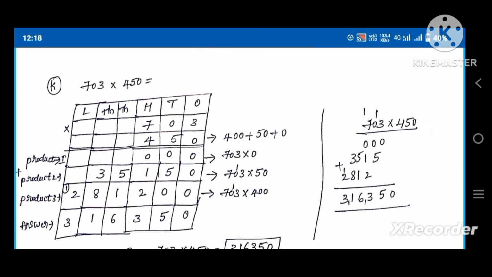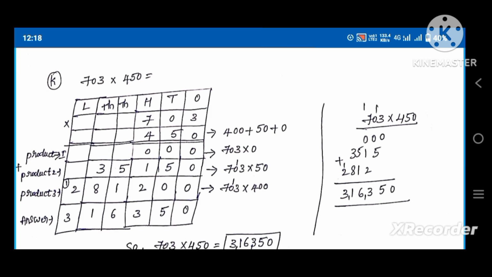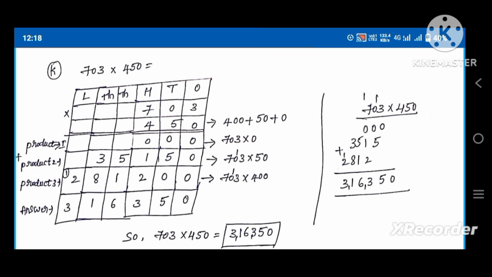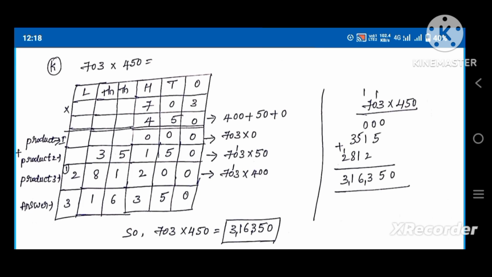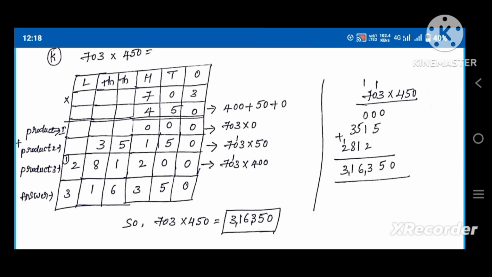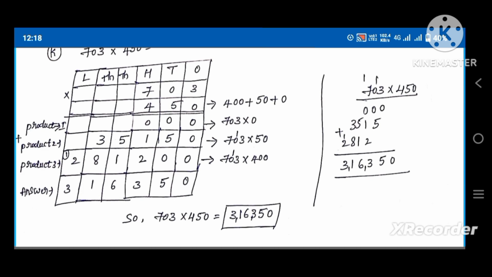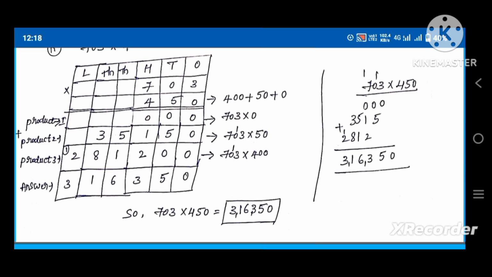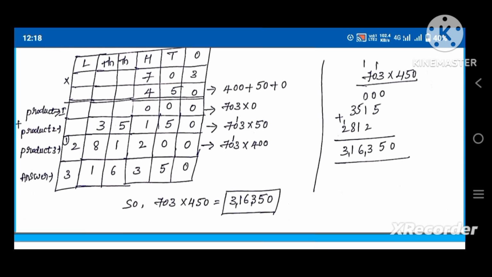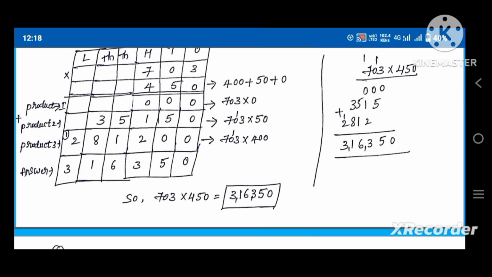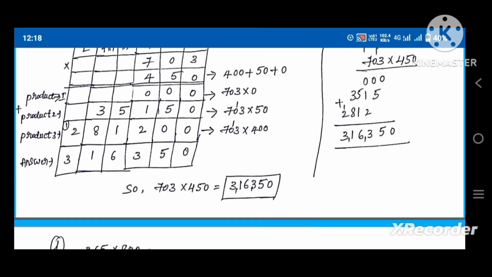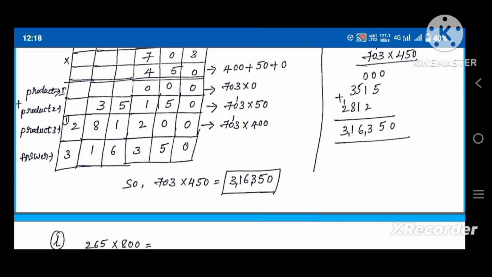Question number K is 703 into 450. 703 is multiplied by 450. 450 means 400 plus 50 plus 0. Product 1 is 703 into 0 is 0. Product 2 is 703 into 50 is 35,150. Product 3 is 703 into 400 is 2,81,200. Add the three products and get the answer 3,16,350.